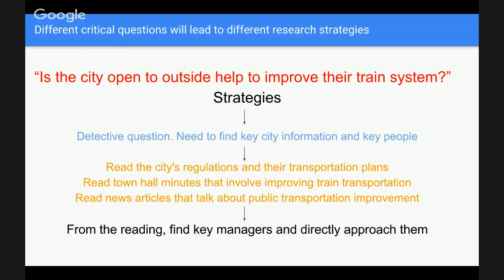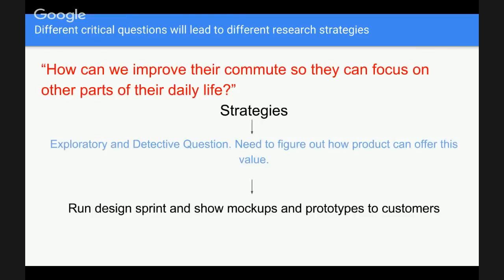Okay, let's move on to the third critical question, the final one. How can we improve their commute so they can stay focused on other parts of their daily life? When I say they, I mean these morning commuters on the train. So this is more of an exploratory and detective question, and we need to figure out how our product or our idea or our solution can offer this value.